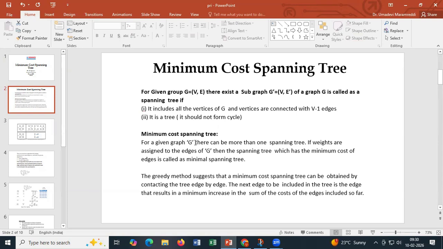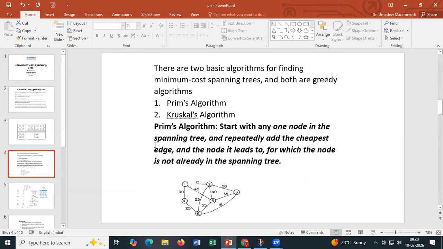For a given graph G, there can be more than one spanning tree. If weights are assigned to the edges of the graph, then the spanning tree which has the minimum cost is called minimum spanning tree. So there are two types of algorithm to generate the minimum cost spanning trees. One is Prim's algorithm, second one is Kruskal's algorithm. Prim's algorithm starts with a node which is having the minimum cost edge.